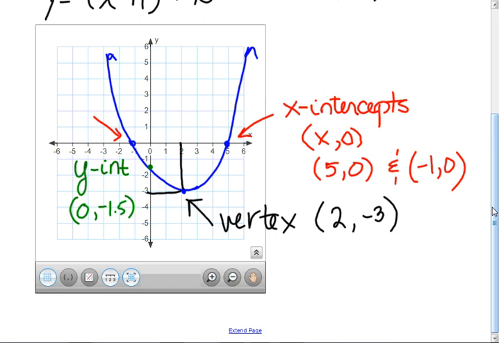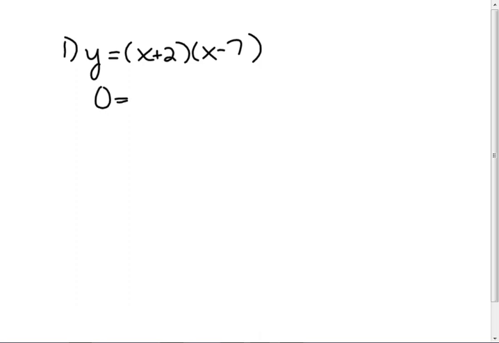So maybe we should look at the yellow sheet, because this is what looks like the test. Rather than going over the test, I want you to make corrections. Okay, so we didn't give you a picture here, but there is the form. It really would have looked nicer if they had written y equals (x plus 2)(x minus 7). I want the x-intercepts. Well, y is 0 there.